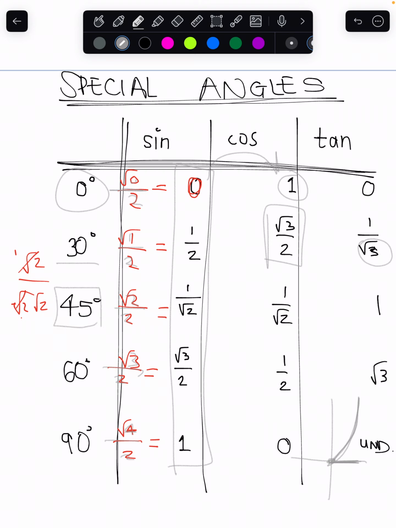Tan of 45, I think, is almost the easiest thing to remember. It's just 1. Okay, tan of 60 is square root of 3, so there's our magic number again. And then tan of 90 is undefined because that is where it encounters an asymptote.